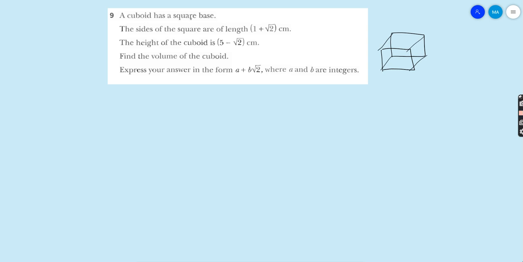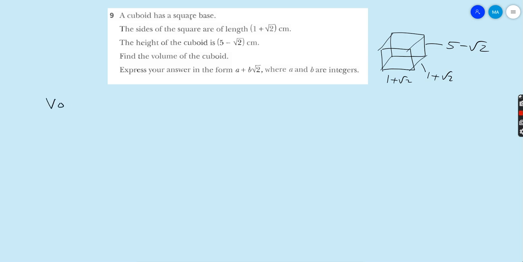The side of the square means this side is 1 plus root 2 and this side is also 1 plus root 2, because in a square all sides are equal. And this is the height. Height is 5 minus root 2. Find the volume of the cuboid. Express your answer in the form of a plus b root 2.